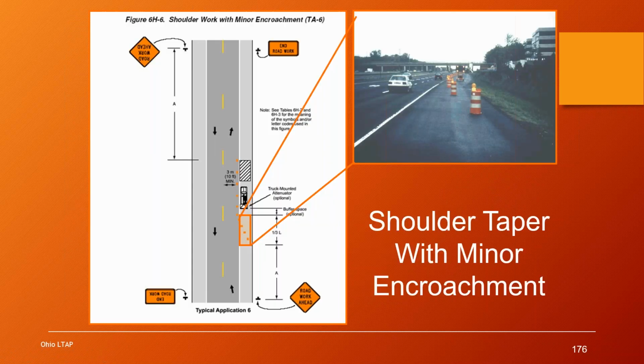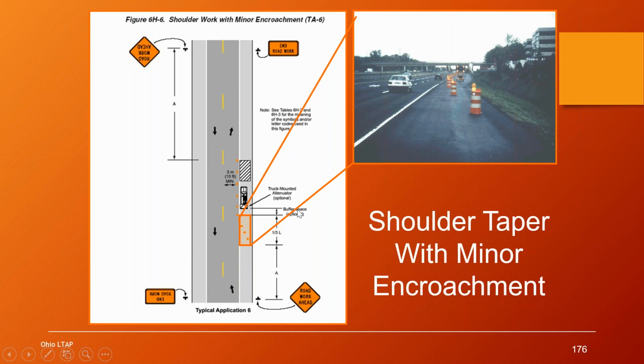And then another type of taper we have is the shoulder taper. So if you're working on the shoulder on a multi-lane road, or if you're closing the right lane and you want to protect the arrow panel, you can use a shoulder taper to protect the arrow panel, as you see in this picture here. And that's done with a shoulder taper. It doesn't have to be as long as a merging taper because there's no traffic theoretically on the shoulder to get over. So the length of a shoulder taper is 1/3 the length of the merging taper.